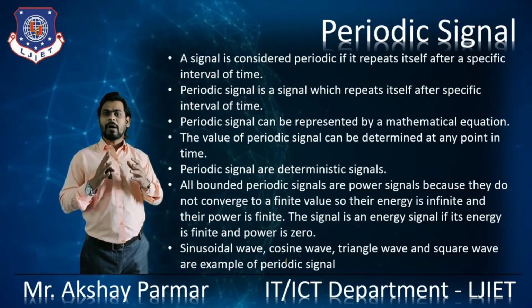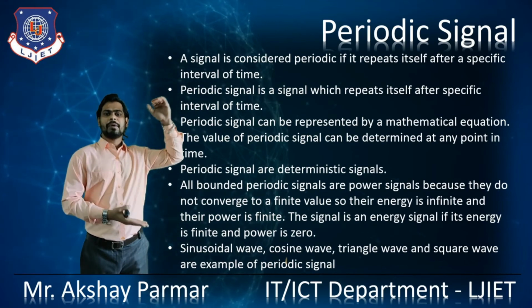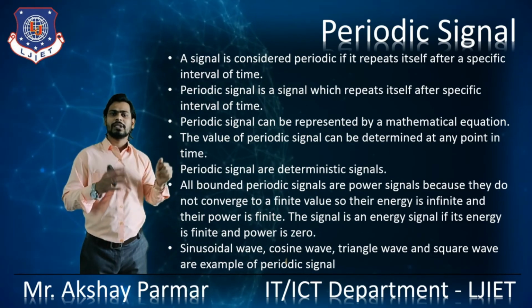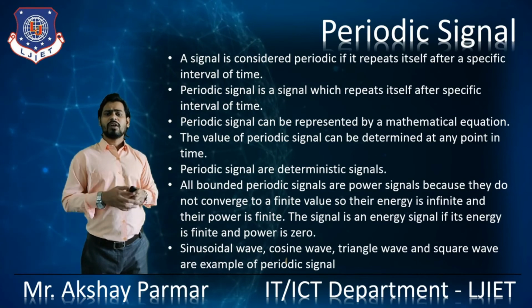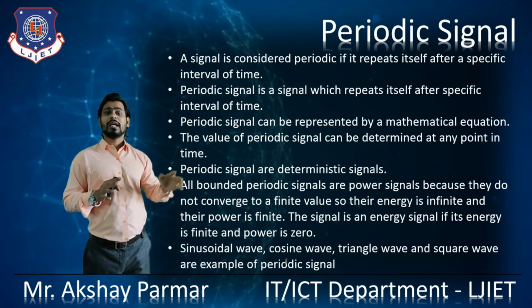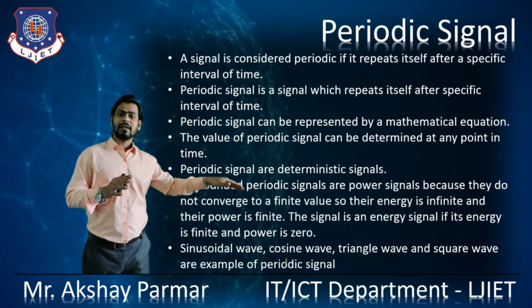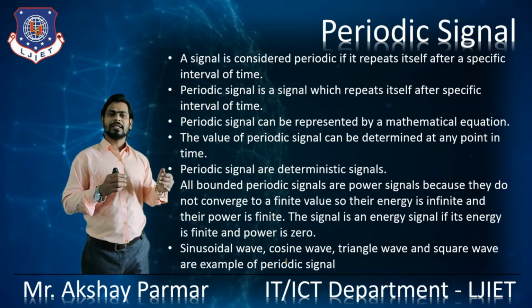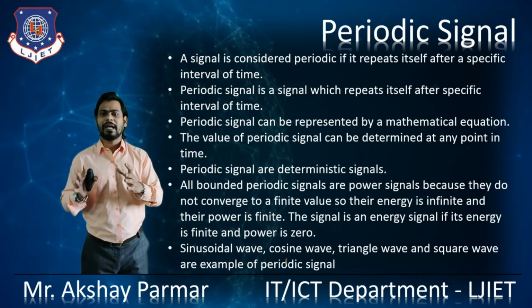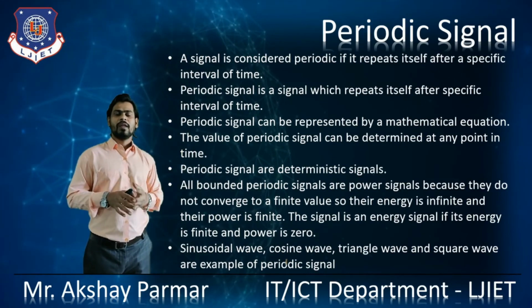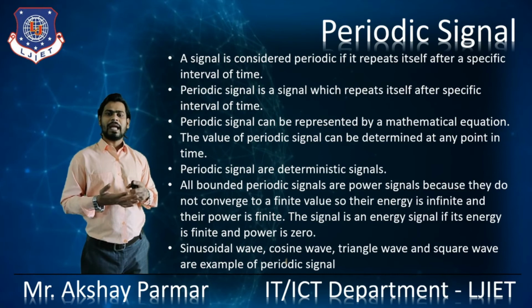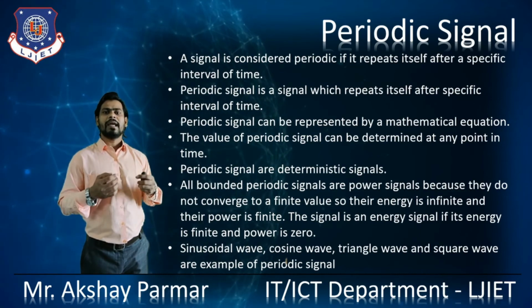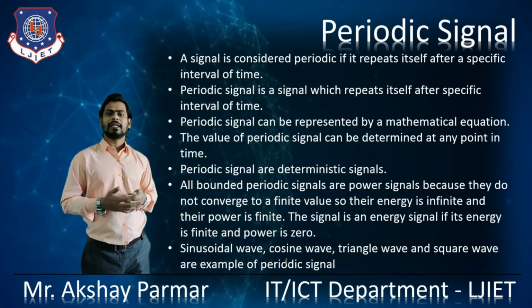All the bounded periodic signals are power signals because they do not converge to a finite value, so their energy is infinite and their power is finite. A signal is an energy signal if the energy is finite and the power is 0. Sinusoidal waves, cosine waves, triangle waves, and square waves are examples of periodic signals, right?